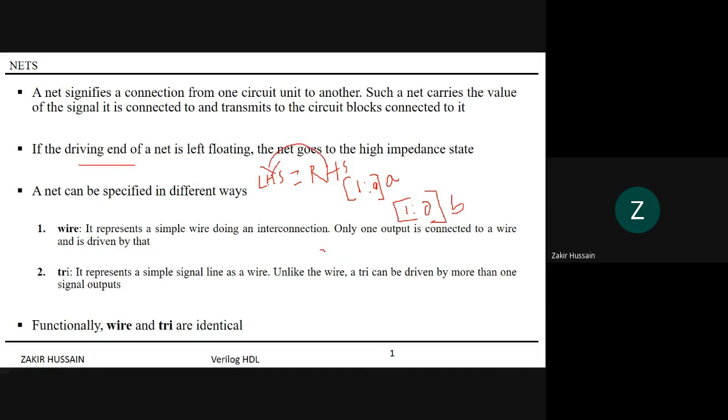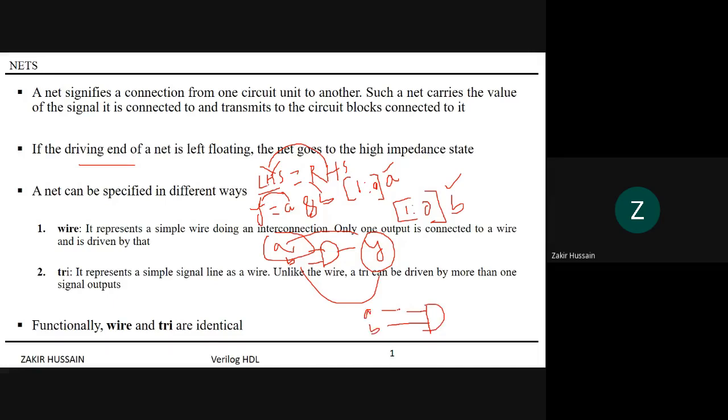So something like you have a gate here. This is your Y, this is your A, this is your B. This is your AND gate. So now generally this LHS means Y equal to A and B. So this A and B are driving this Y. Y is driven by A and B. Now if the driving end is left floating, meaning we did not connect here. B is connected, but A is not connected here, some missing suppose.